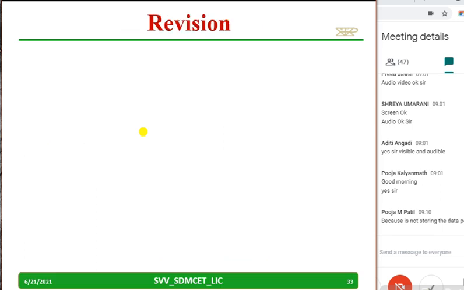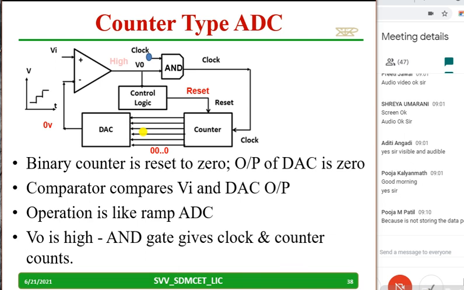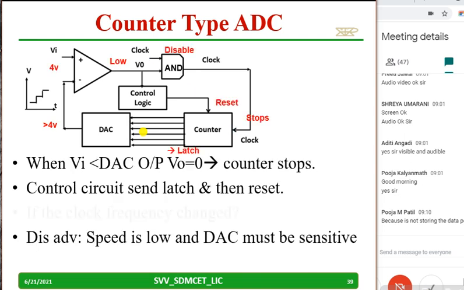And after that we went to the third A to D converter. I think that is the successive approximation.